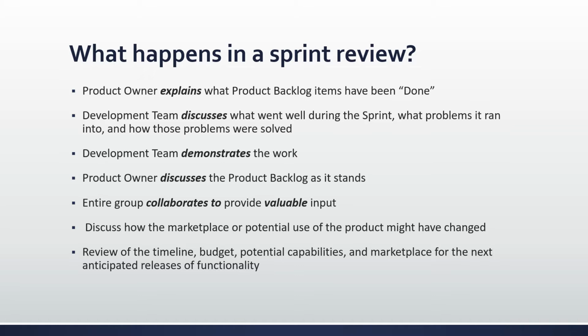The product owner discusses the product backlog as it stands, and he or she projects likely target and delivery dates based on the progress to date if needed. The entire group collaborates on what to do next so that the sprint review provides valuable input to subsequent sprint planning. Everybody reviews how the marketplace or potential use of the product might have changed and what is the most valuable thing to do next. And there's a review of the timeline, budget, potential capabilities, and marketplace for the next anticipated releases of functionality or capability of the product.